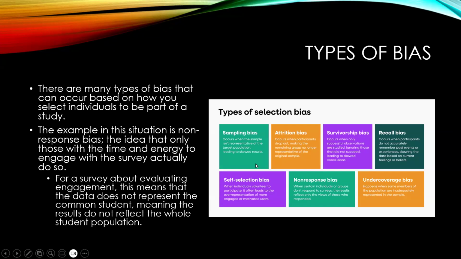There are a lot of different types of bias. Here are 7 of the big ones. Sampling bias is one of the big ones, occurring when the sample isn't representative of the target population, leading to skewed results, which we may be seeing in this situation.